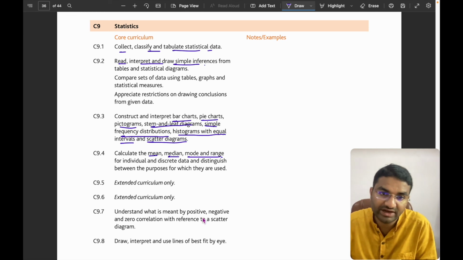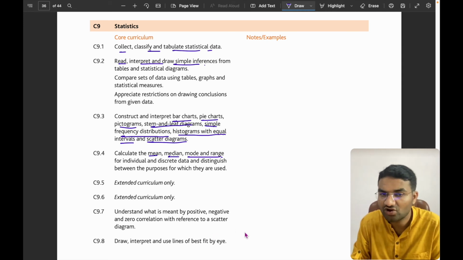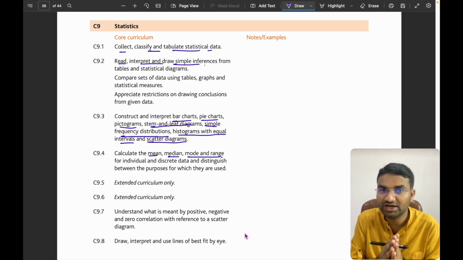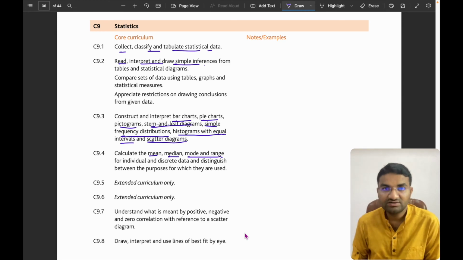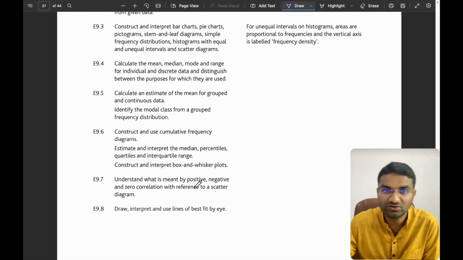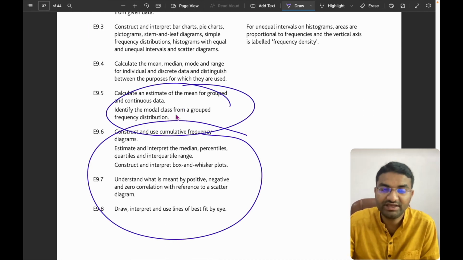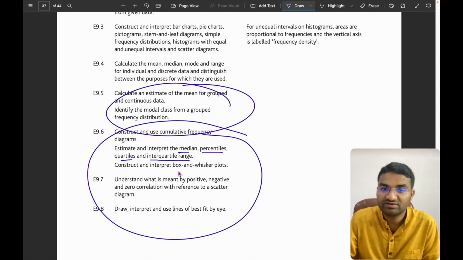Okay, for extended students, they have to understand what is meant by positive, negative, zero correlation with reference to the scatter diagram. Okay, draw and interpret any kind of diagrams here. Okay, so these are the parts of core. Even for extended students, they have to learn extra things such as mean and mode of grouped and continuous data, then construct and use cumulative frequencies, median, percentiles, quartiles, then interquartile range, then box and whisker plots.